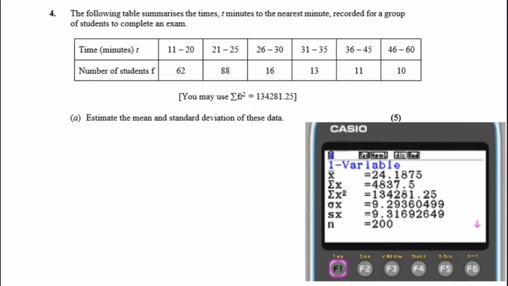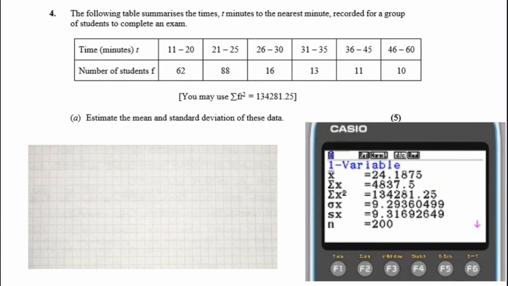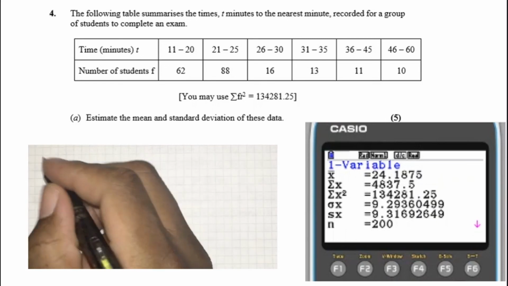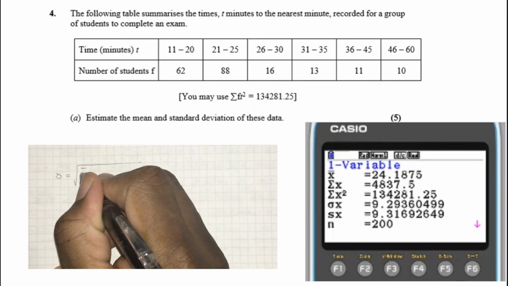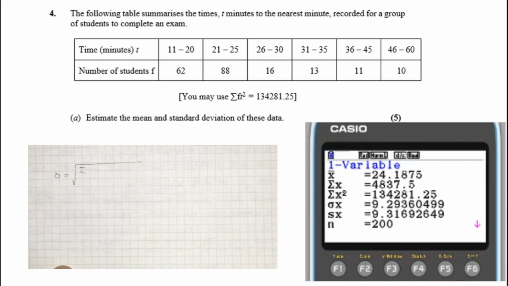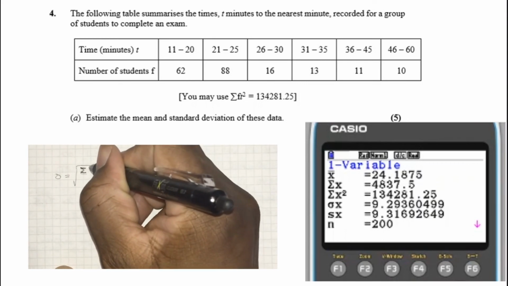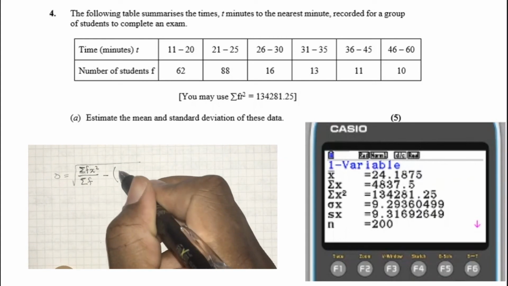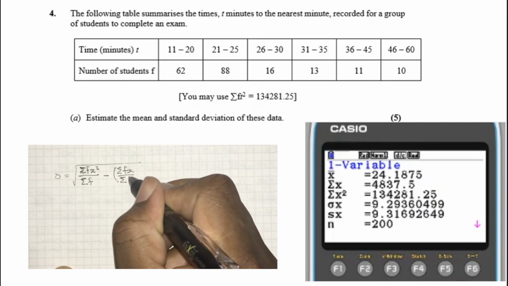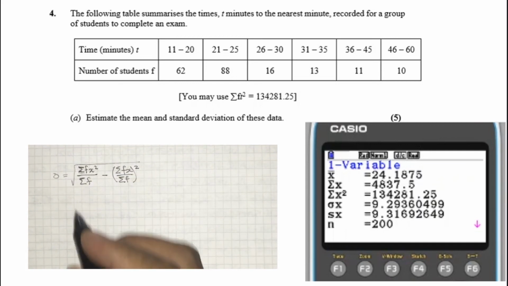Perfect. So on the screen, I can see my x bar, I can see the sum of x, I can see the sum of x squared, and I can see n. I notice straight away that my sum of x squared matches the sum of fx squared that they have on the screen. So I'm happy that we've input all of those data items into the calculator correctly. So from here, I can just put these summary statistics into the fraction and solve.